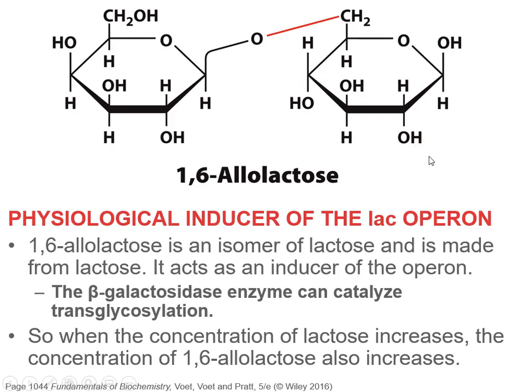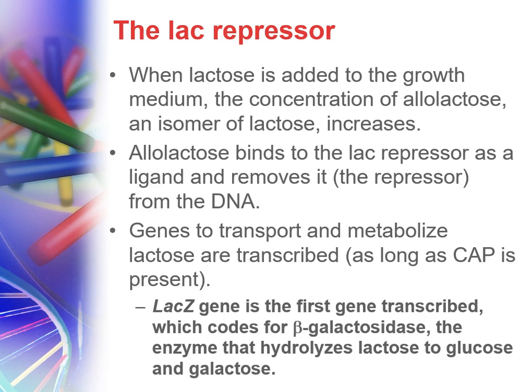The other thing that beta-galactosidase can do, though, is catalyze a transglycosylation where it makes this compound right here. This is a beta-1,6 allolactose. This is an isomer of lactose, and it acts as an inducer of the operon. So beta-galactosidase can catalyze this transglycosylation. When the concentration of lactose increases, then the concentration of this 1,6 allolactose will also increase.